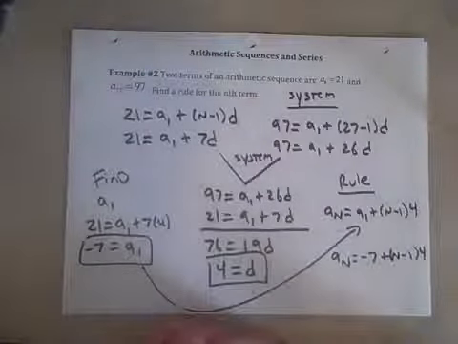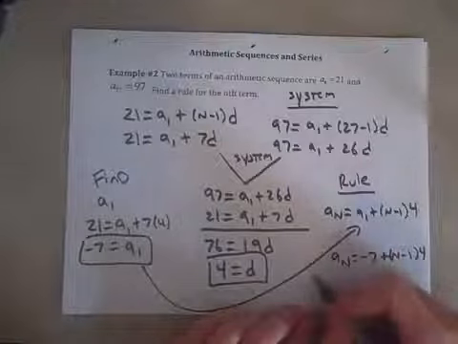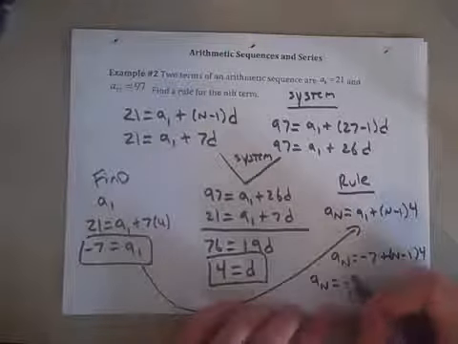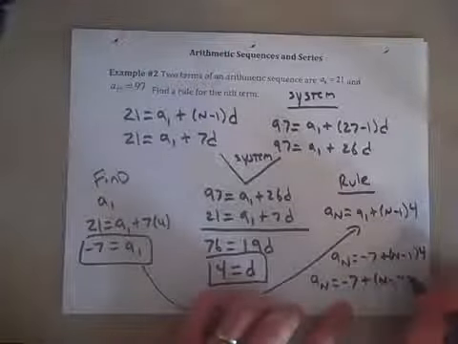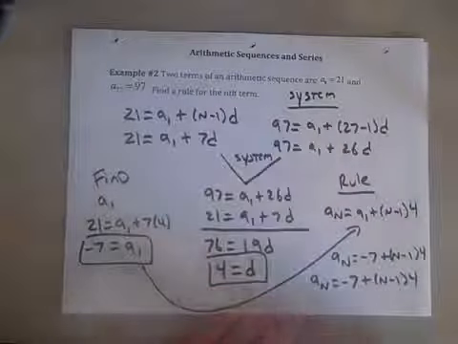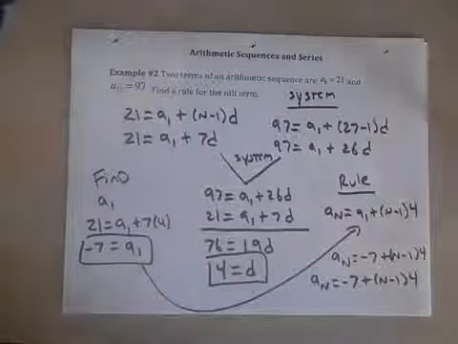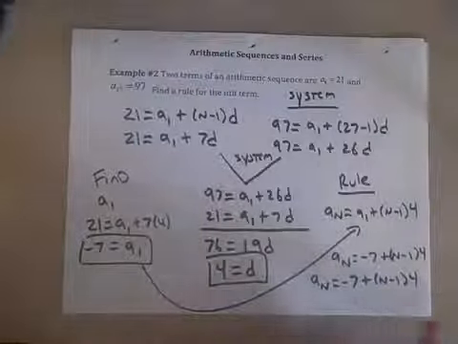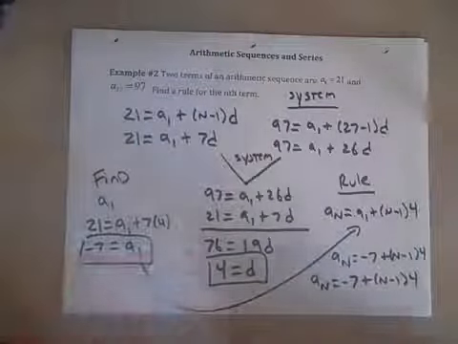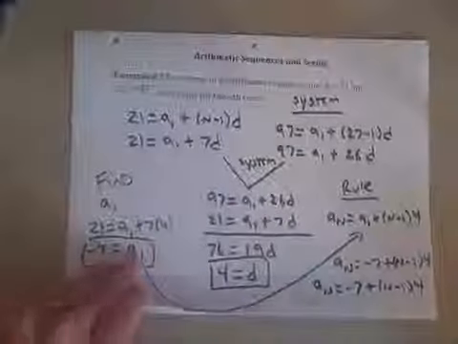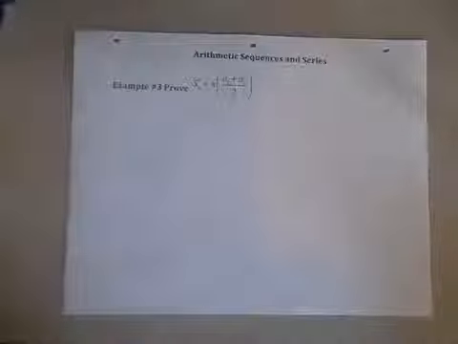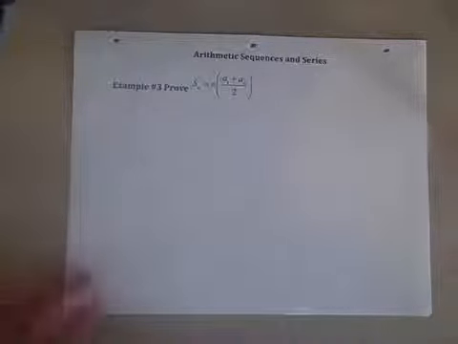Okay, so I'm going to write it a little more clearly here. So we have a sub n equals -7 plus n minus 1 times 4. Done. If you want to expand that out like we did in example 1, you are welcome to do that. Remember, you can pause at any time.